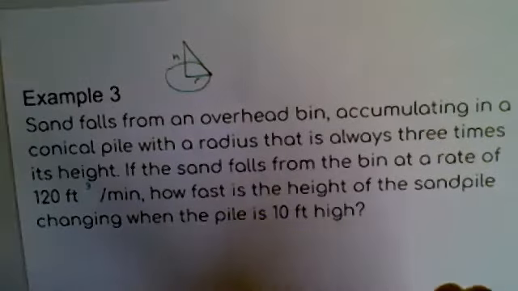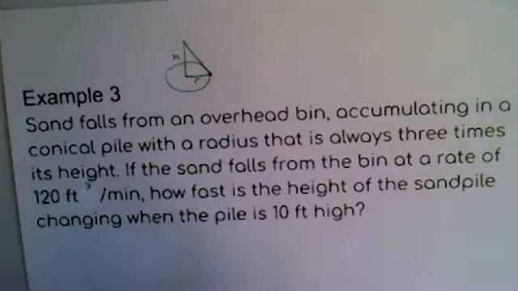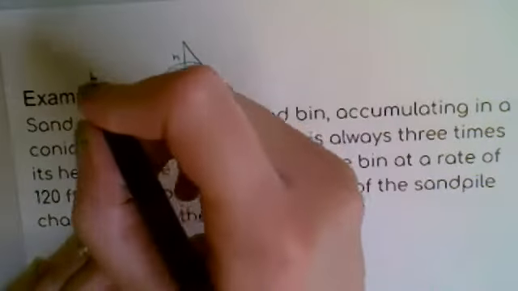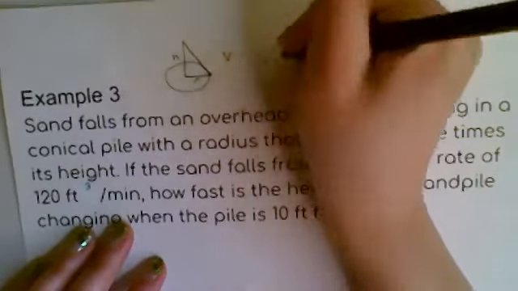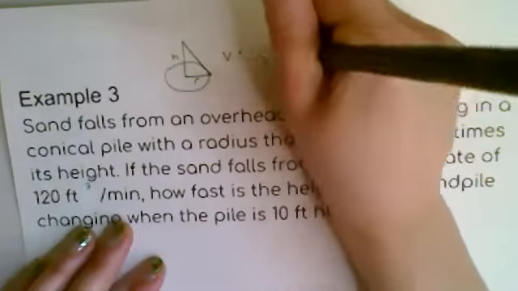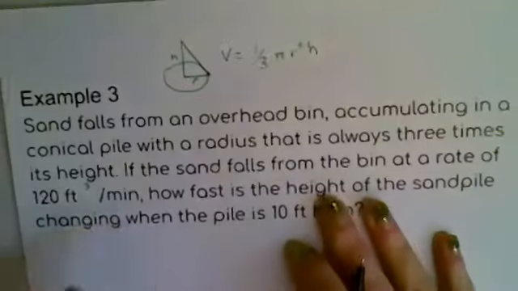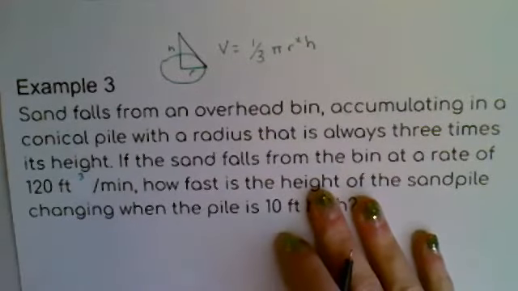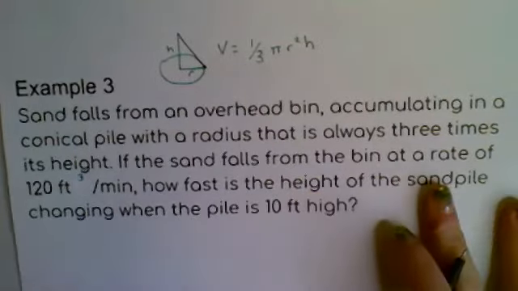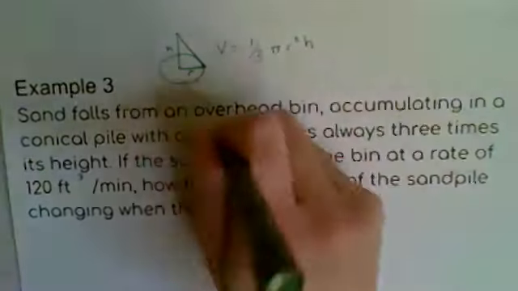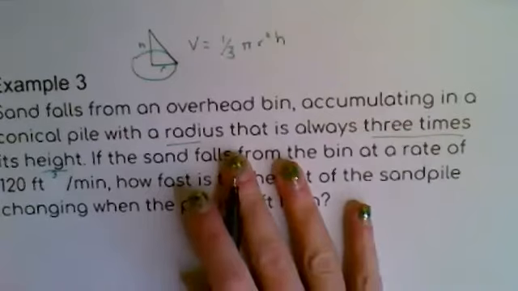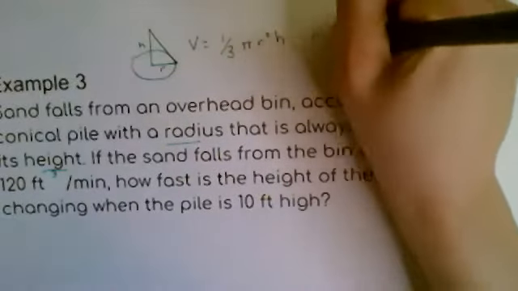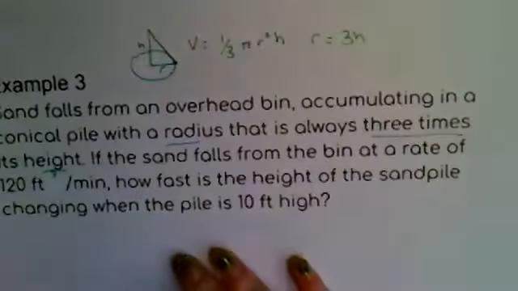One of the things I know about a cone, and we're doing volume in this case because the sand is filling it up into this pattern, is that the volume of a cone is 1/3 pi r squared h. The other important thing is that the radius is always 3 times its height. So your radius is going to equal 3h.